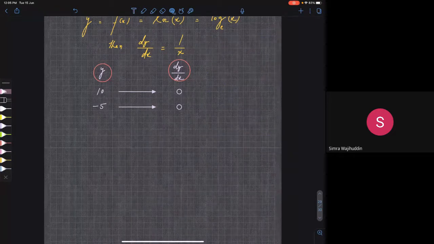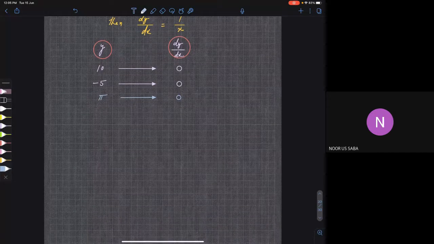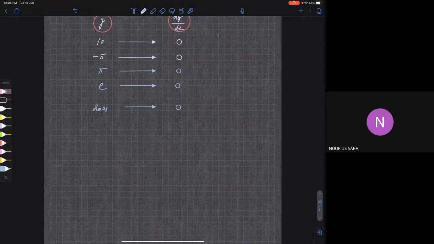Okay, tell me. What is the derivative of pi? Pi is a constant. 0. Very good. It will be 0 again, because pi is also a constant, right? It is an irrational number, but it is a constant. What is the derivative of e? 0. This is not e power x, it is just e. e is just a number, so it is 0. Clear? What is the derivative of 2021? 0. Okay, fine. Till here, everything clear?